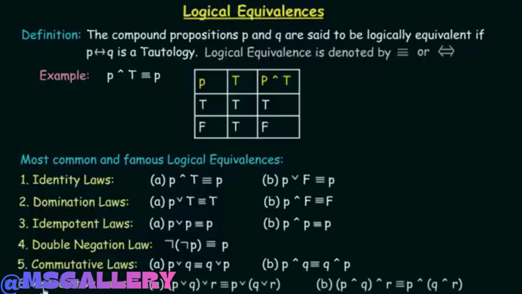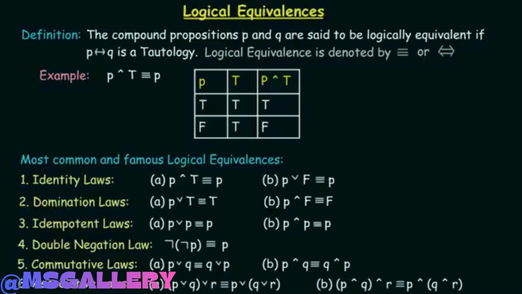The sixth one is associative laws. P or Q or R is equivalent to P or Q or R, regardless of grouping. Here it doesn't matter which one is calculated first. In a compound proposition P or Q or R, which one is calculated first doesn't really matter. This is what associative laws are all about. Either P or Q will be calculated first, or maybe Q or R will be calculated first. It doesn't really matter. Similarly, for the conjunction operator as well, this is satisfied.